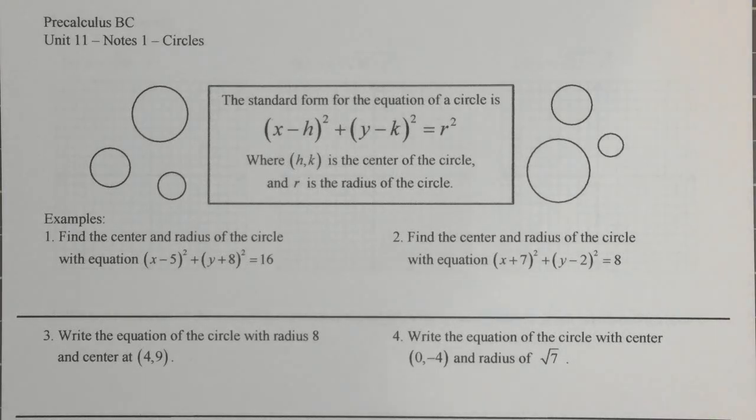We are starting our unit on conic sections, and in class I showed everybody a cone and took sections of that cone to help them understand why it's called conic sections. When we let a plane intersect a right circular cone, we get conic sections: circles, ellipses, hyperbolas, and parabolas.